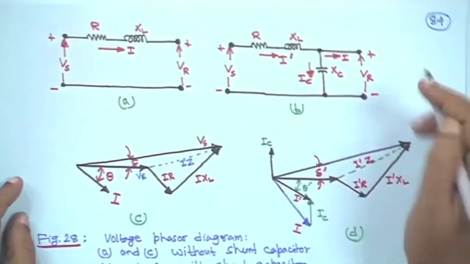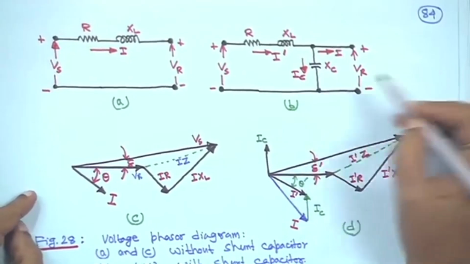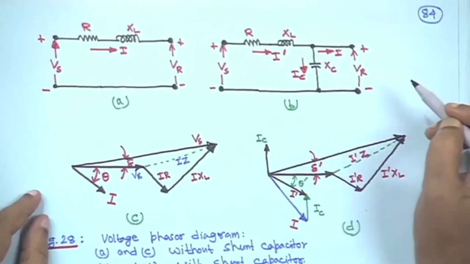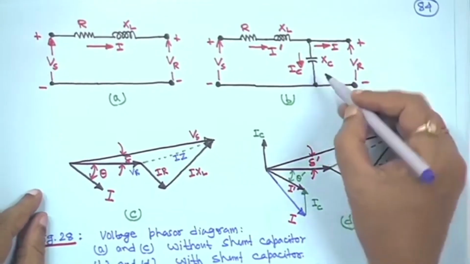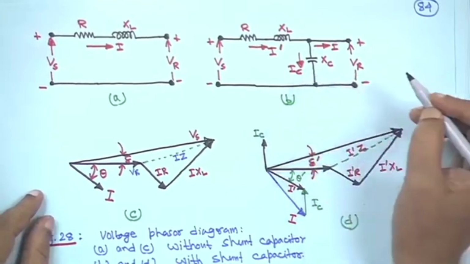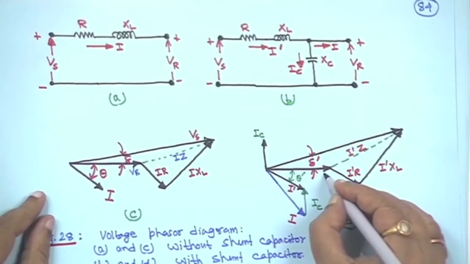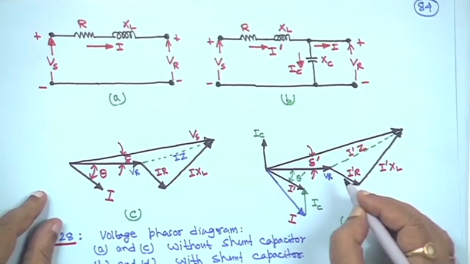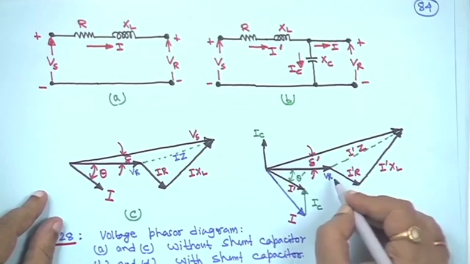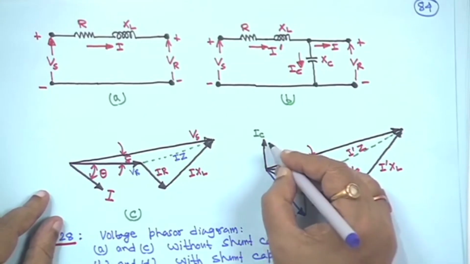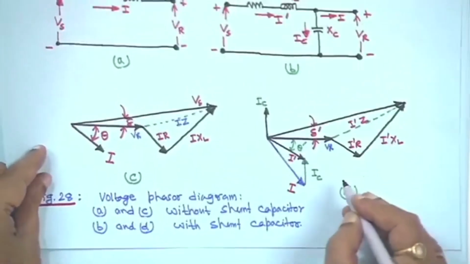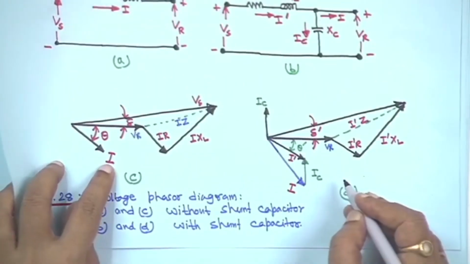Now, in figure B, a shunt capacitor is connected, right, at the receiving end. So, in this case, IC is the leading current, and this voltage is VR. So, the leading current IC leads VR by 90 degrees. So, this is the leading current. Now, this current, initially without the capacitor, this current was I.